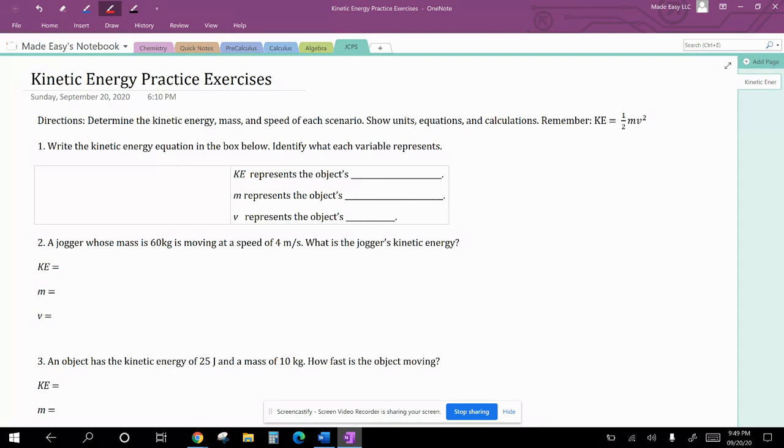Today we're going to be continuing practicing the kinetic energy equation and using directions. Determine the kinetic energy, mass, and speed of each scenario. Show units, equations, and calculations. Remember, KE equals 1/2 mv squared. So I'm going to do practice exercises 1 through 5, and you are going to be responsible for doing 6 through 10. Okay, so make sure you are good at using this equation.